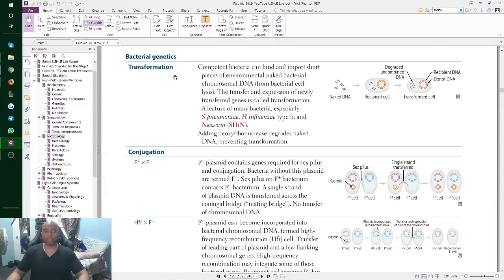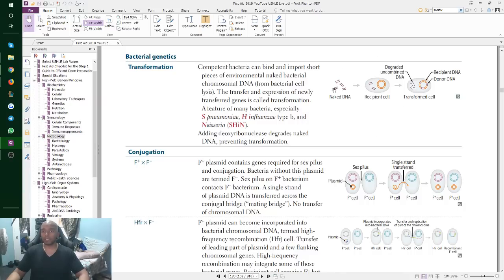So first thing we look at is transformation. A competent bacteria can bind and import short pieces of environmental naked bacterial chromosome DNA from bacterial cell lysis. So some competent bacteria bind and import short pieces of environmental naked DNA. You can see that's happening in this image.